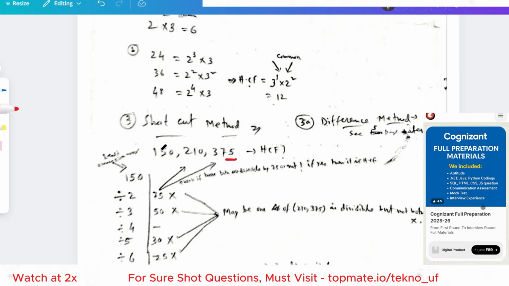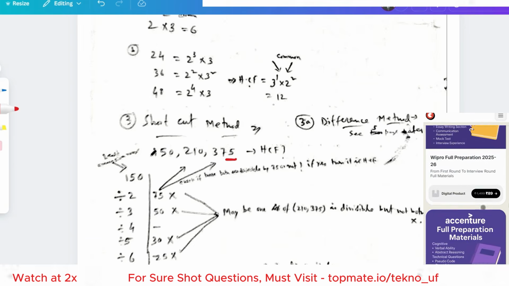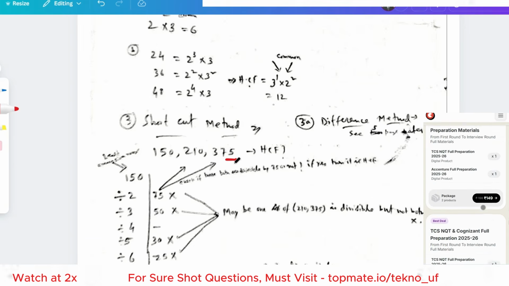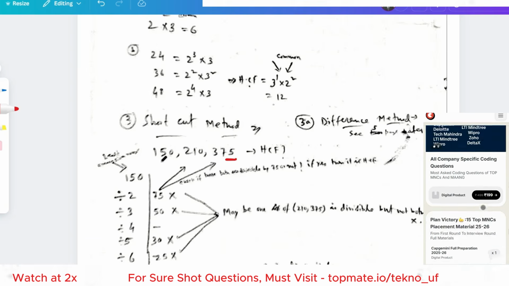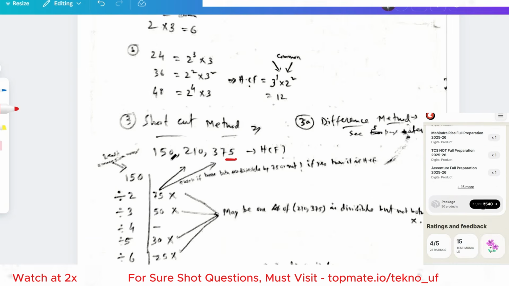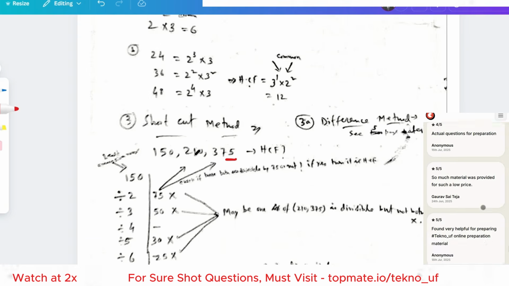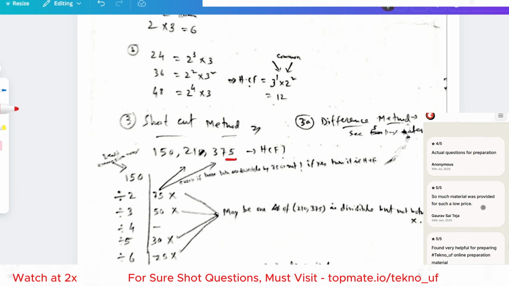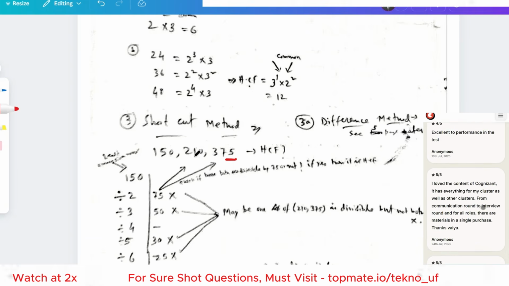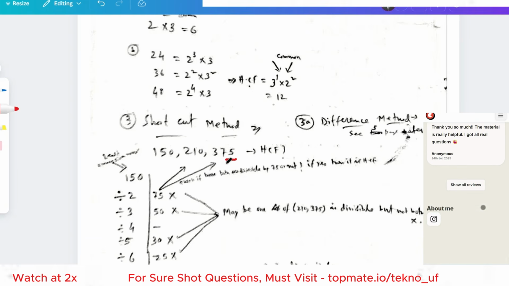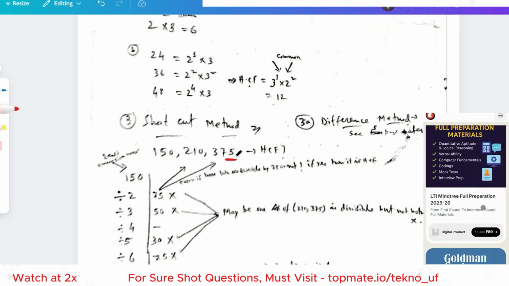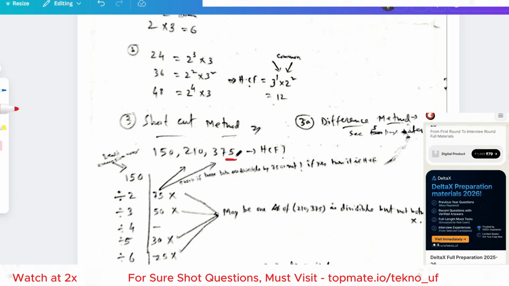So 5 can obviously divide all of this, but let's start with 15. 15 into 10 is 150, and 15 into 14 is equal to 210, and 15 can also divide 375 as well. So that means 15 is the HCF.